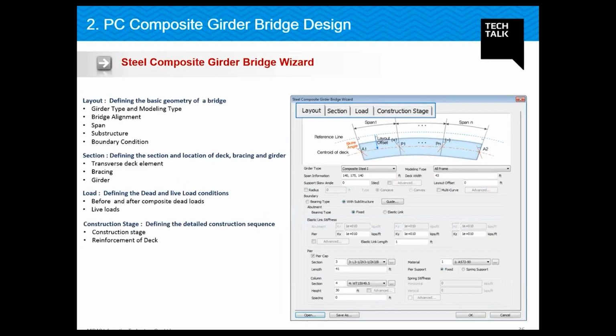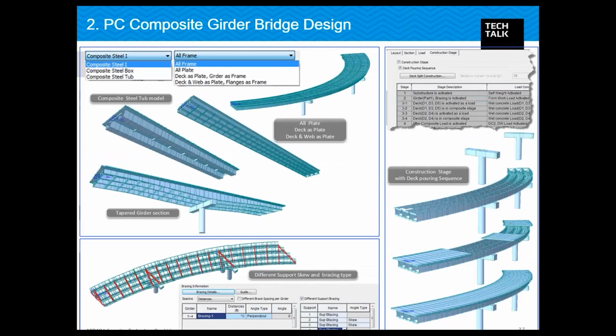And the other new function is the wizard, like the steel composite girder bridge wizard and the PC composite girder bridge wizard. The steel composite girder bridge wizard has been released, and you can use it in the latest version. And the PC composite girder bridge wizard is coming within a month. So in the upcoming version, which will be released very soon, you can use the PC composite girder bridge wizard as well. How does it work?